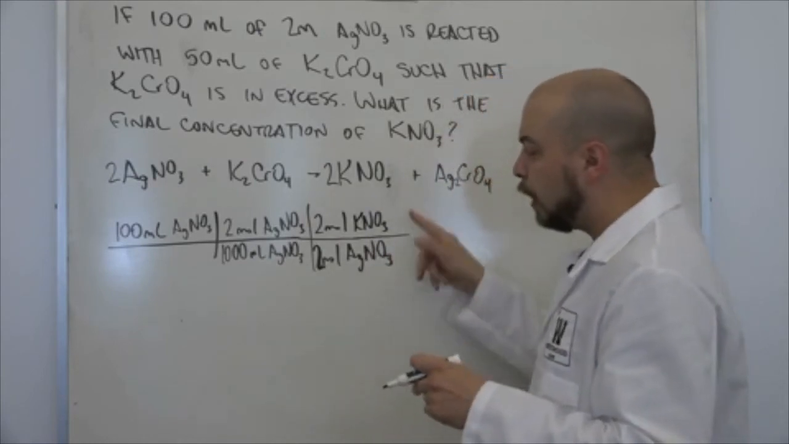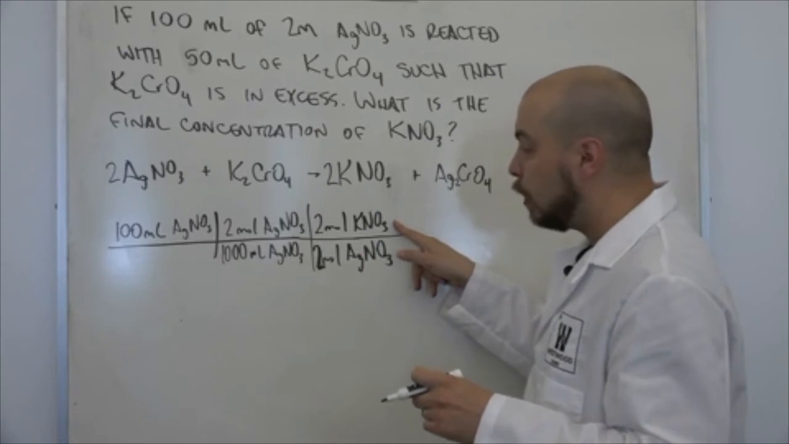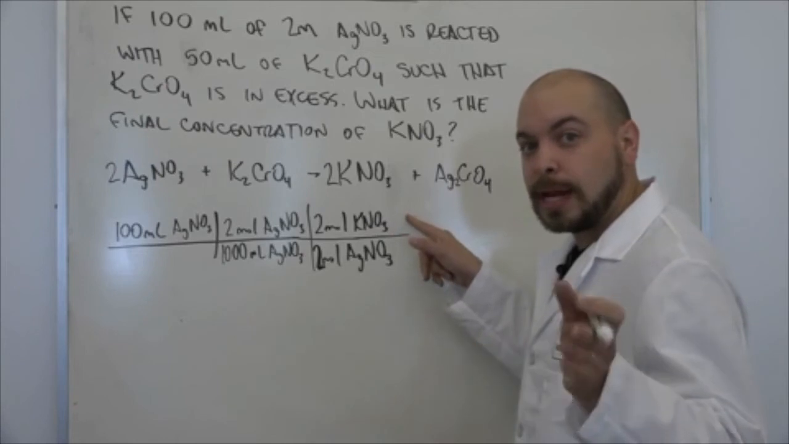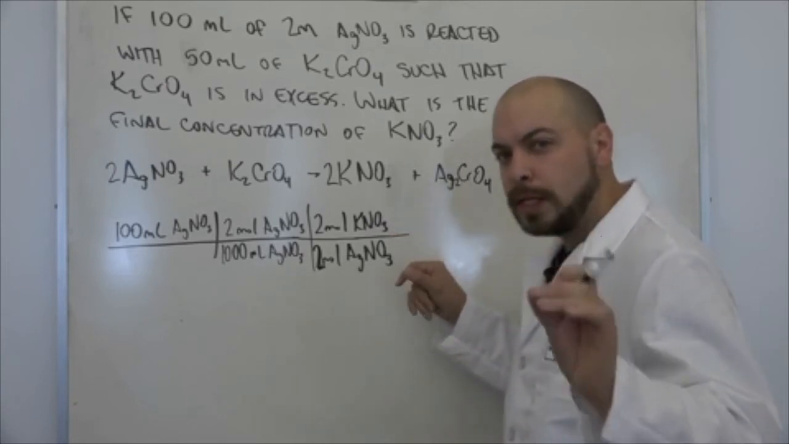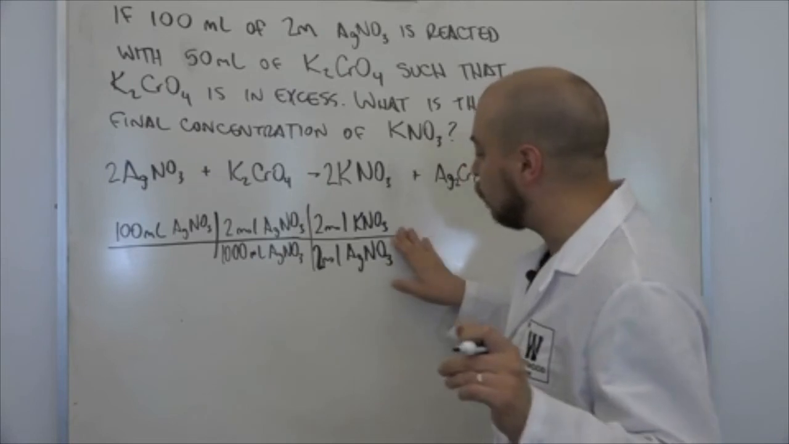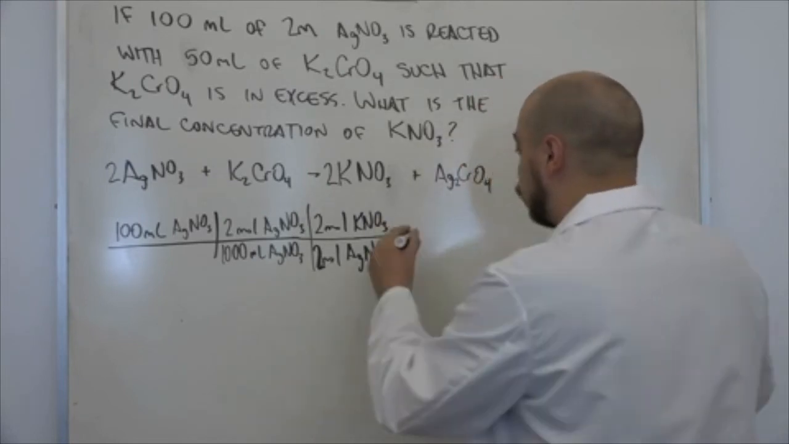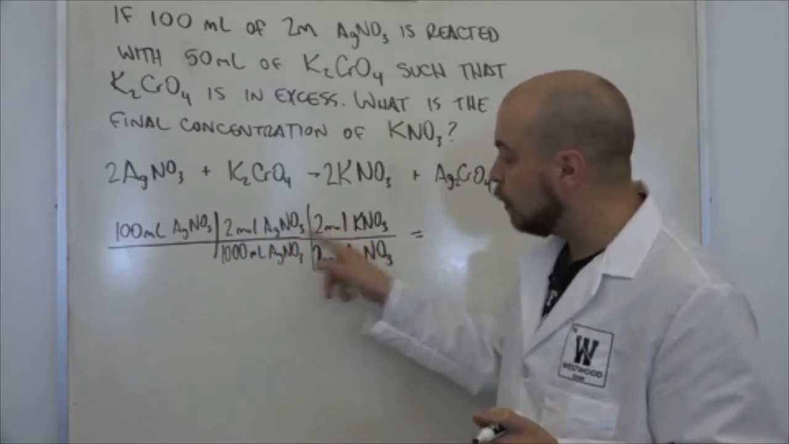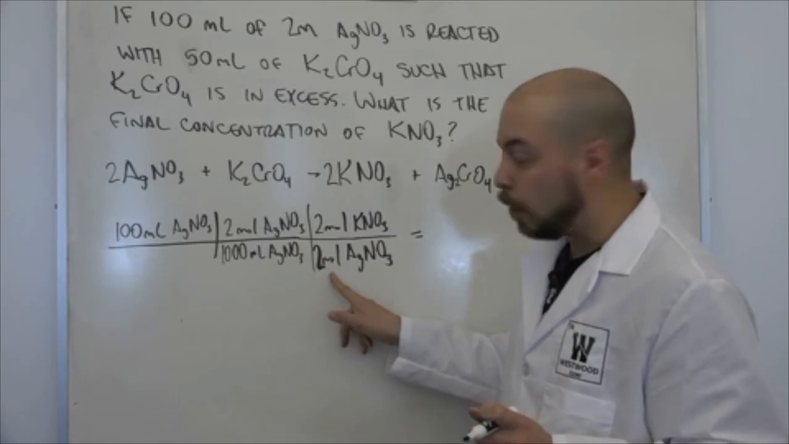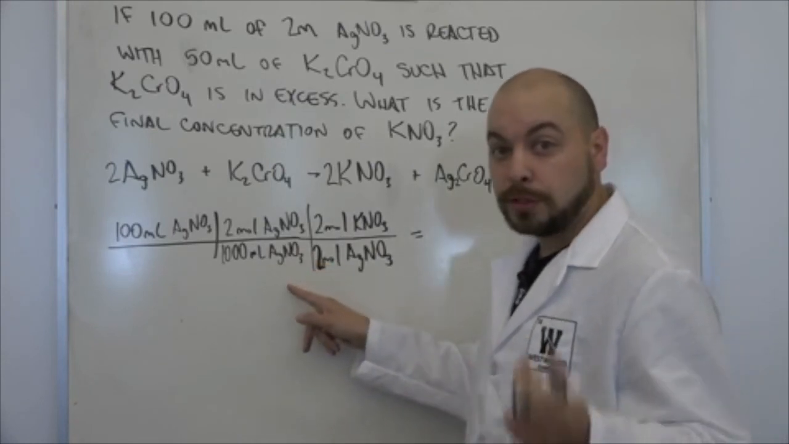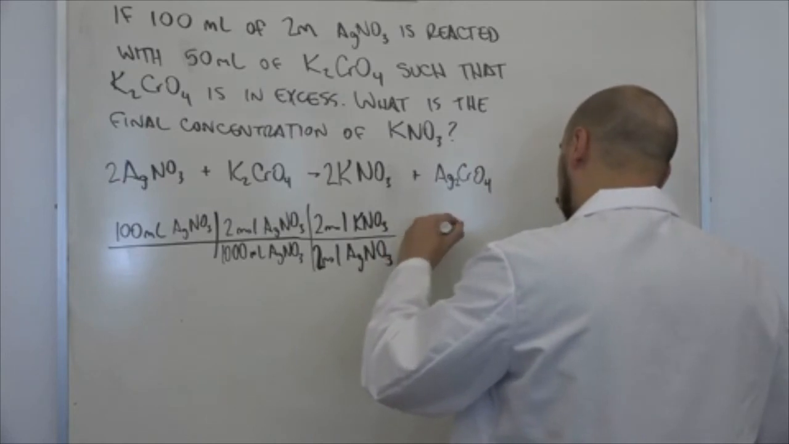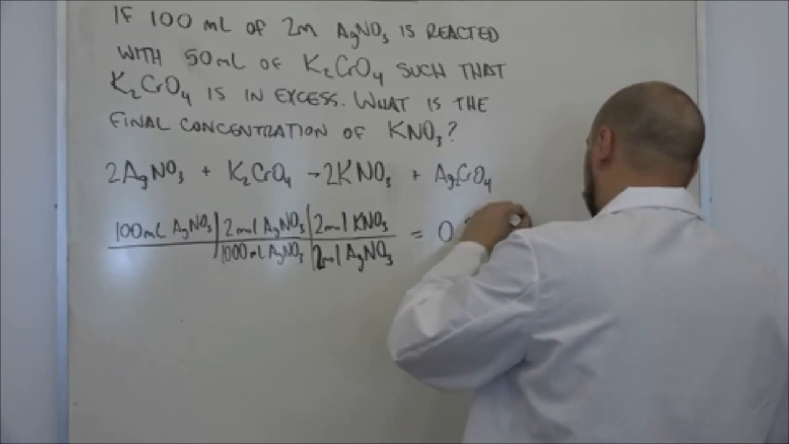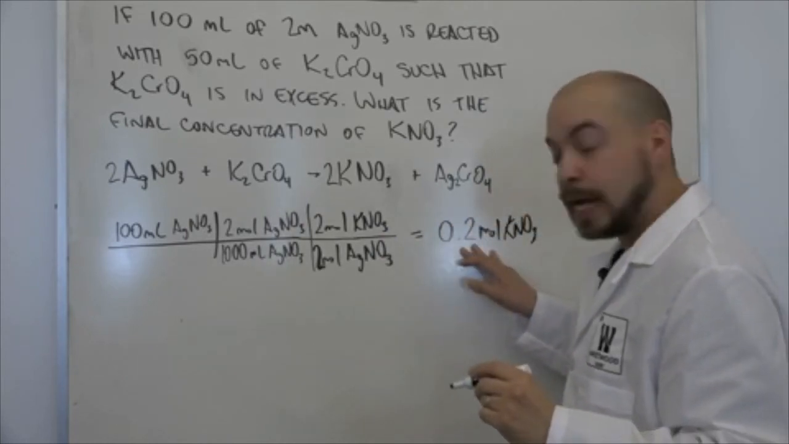Now what we need to do is we're in moles of potassium nitrate. We need to divide by liters. So I'm actually going to solve for the moles of potassium nitrate first, and then I'm going to divide by liters. And I'm going to show you something really important when we divide by those liters. So let's find the number of moles of potassium nitrate first. 100 times 2 times 2, that's 400, divided by 1,000 times 2. So that would be 200 divided by 1,000, or 0.2. So we have 0.2 moles of potassium nitrate.